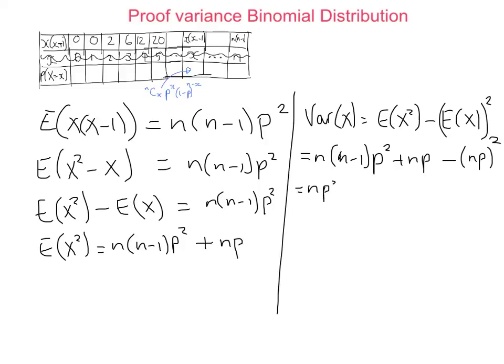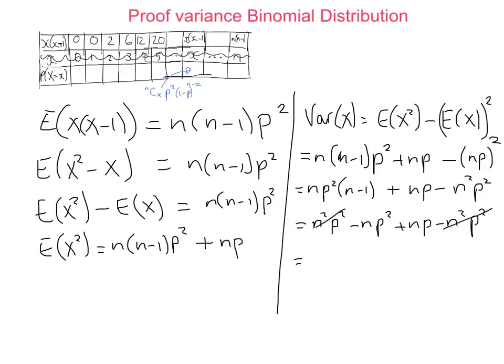Let's write it like this so that we can expand out those brackets a bit more easily and see what we get. So we get n squared p squared minus np squared plus np minus n squared p squared. They're going to cancel, which gives us np minus np squared. Pull out an np, np(1 minus p), done.